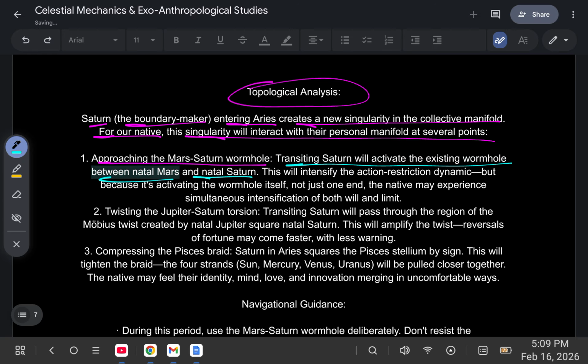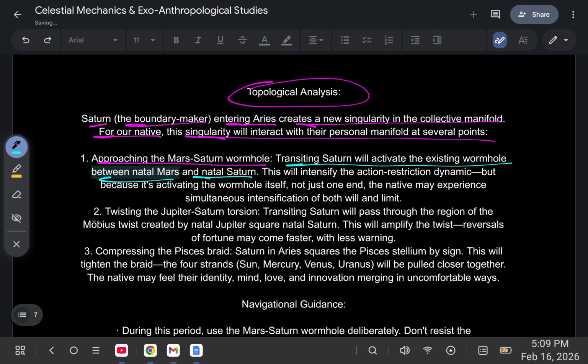This will intensify the action-restriction dynamic, but because it's activating the wormhole itself, not just one end, the native may experience simultaneous intensification of both will and limit. Twisting the Jupiter-Saturn torsion. Transiting Saturn will pass through the region of the Mobius twist created by natal Jupiter square natal Saturn. This will amplify the twist. Reversals of fortune may come faster with less warning.